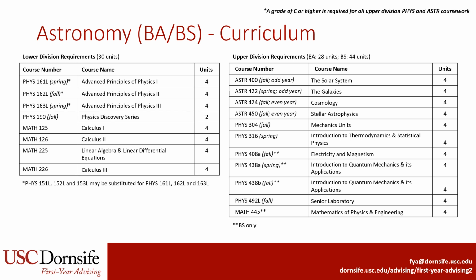All students in astronomy and physics major will complete a 2-unit seminar course called Physics Discovery Series. This course is an excellent introduction to the Department of Physics and Astronomy and the research happening in these fields. The biggest difference between the BS and the BA can be seen in the upper division requirements. The BA requires 28 units, while the BS requires 44 units.